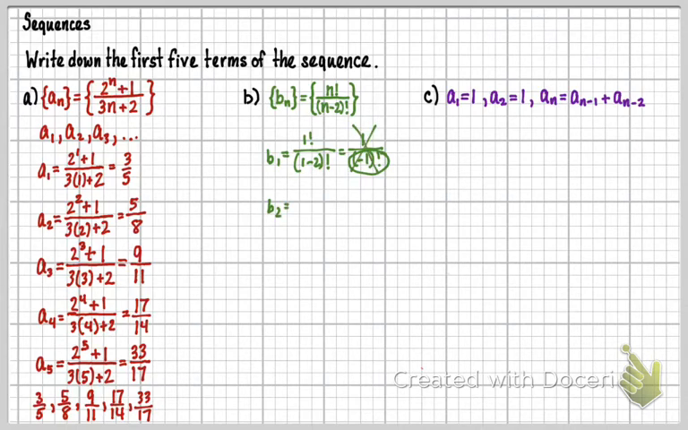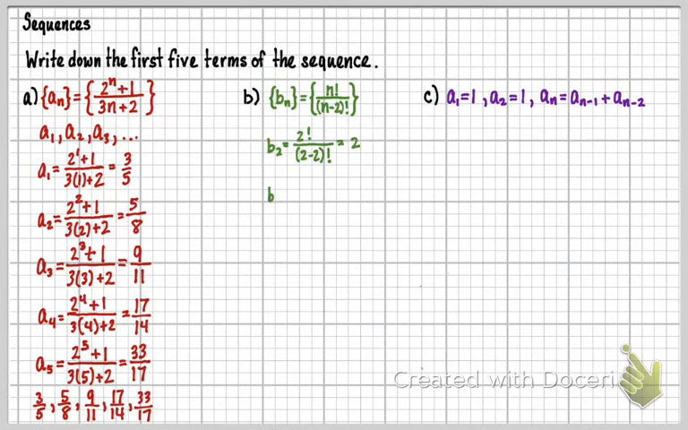So then b2 is going to be 2 factorial over (2 minus 2) factorial. On the top, I get 2, and on the bottom, I get 0 factorial. I'm just going to write that out to show you. And that will equal 2 over 1, which is 2. So there's our first answer for b2, and that's our first term in this sequence.